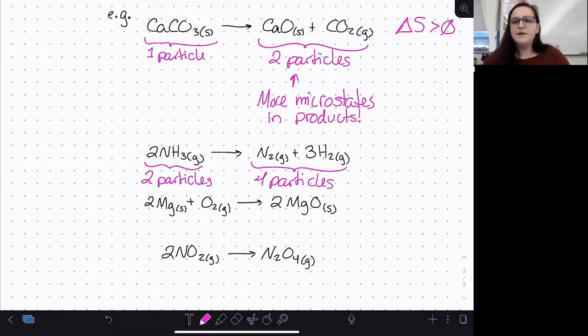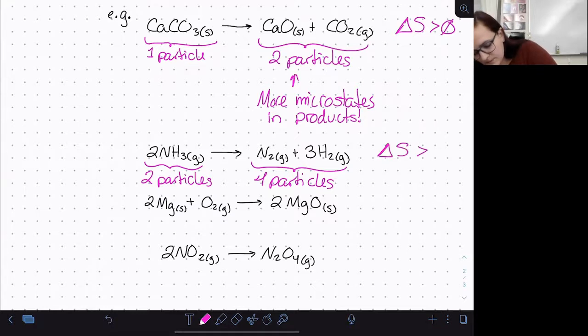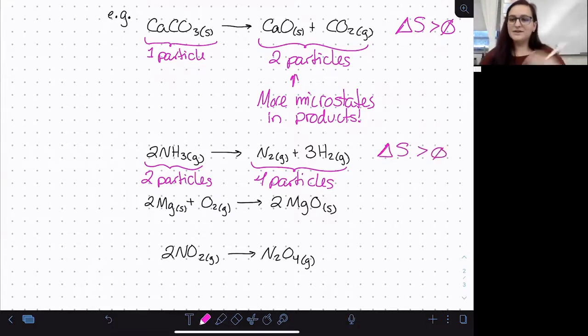On the right. So once again, we have fewer on the reactant side, more on the product side, which means that we have more possible microstates in the products. So as this reaction proceeds from reactants to products, the entropy is increasing. So delta S would be greater than 0 for this reaction as well.